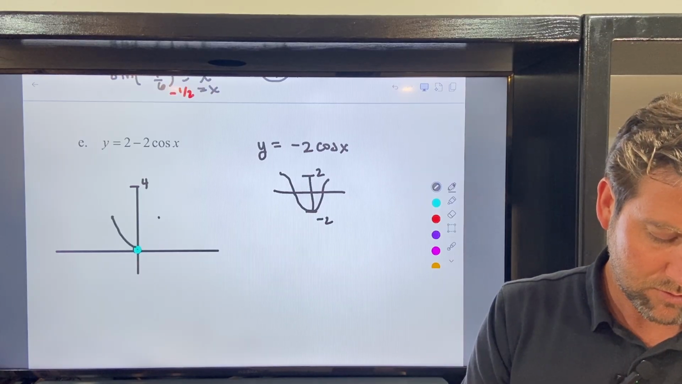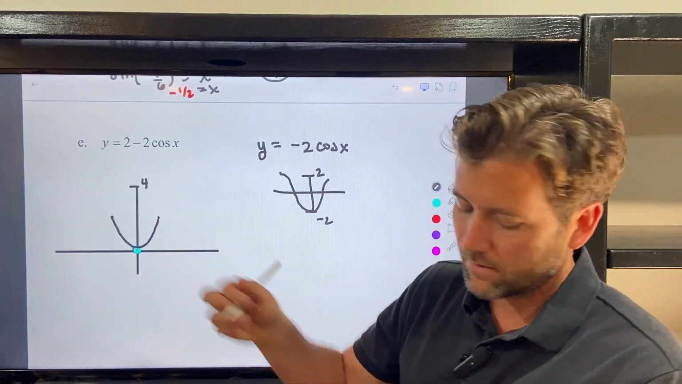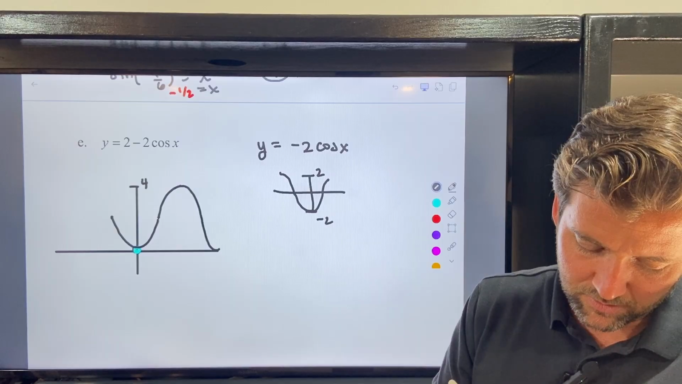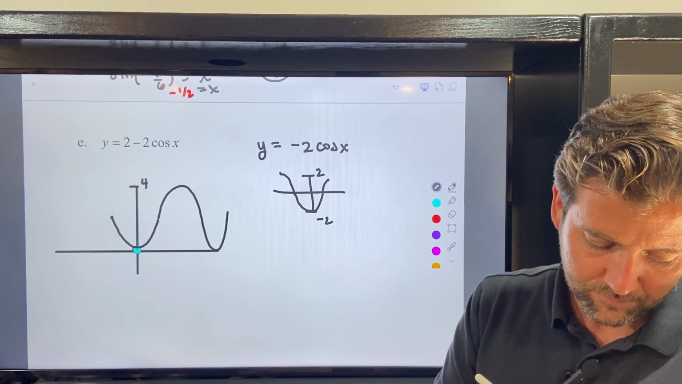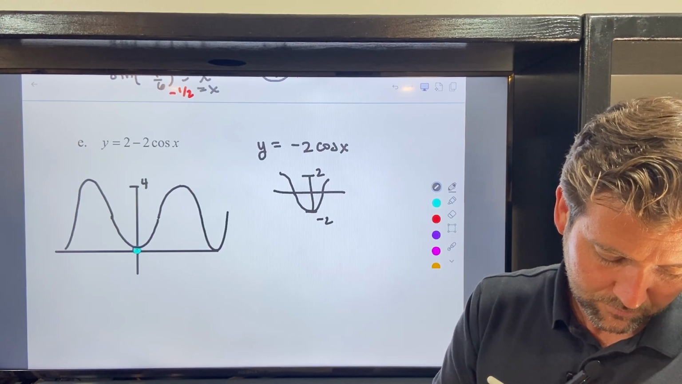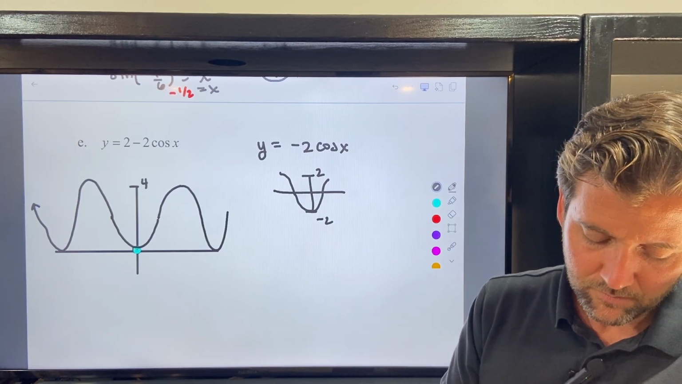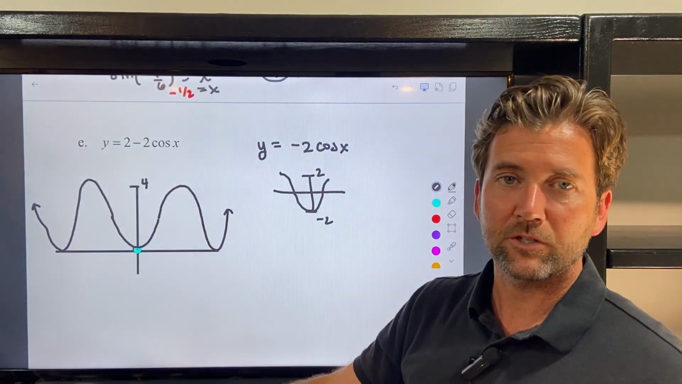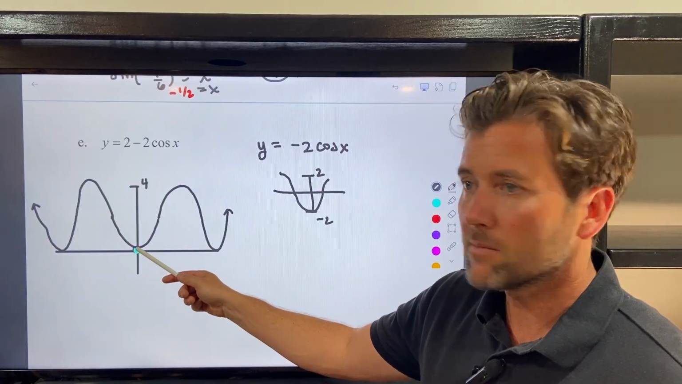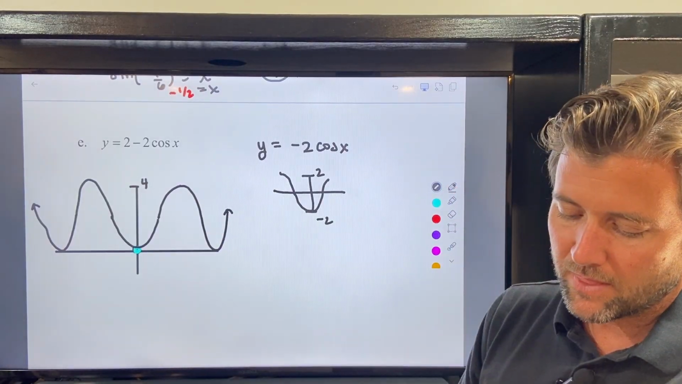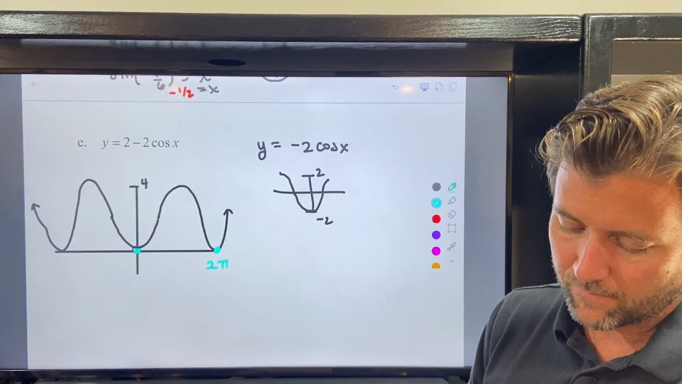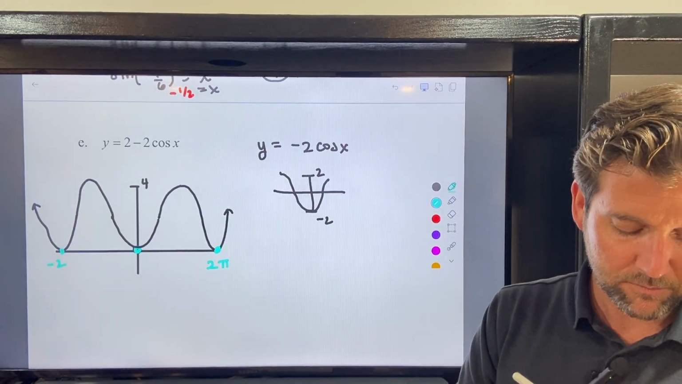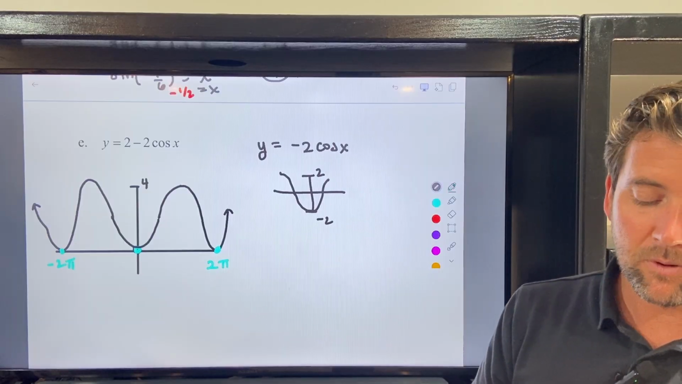The graph is going to go increasing right here, decreasing, and then back down, and then back up. The period of this function is 2 pi. The period is 2 pi divided by the coefficient of x. If I start here at the bottom, at the minimum, and I get to the minimum right here, that is 2 pi. If I start at the minimum here and I go all the way back down to the minimum, that's negative 2 pi. Some people got those wrong.